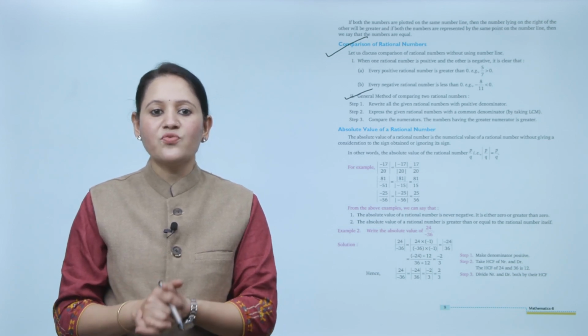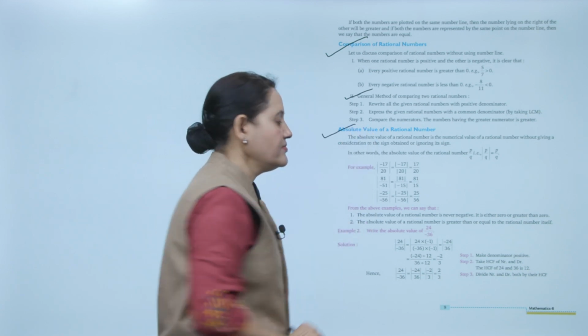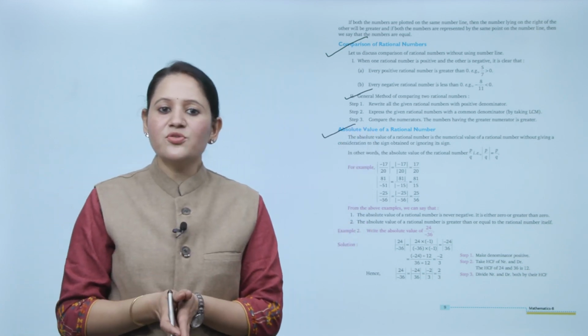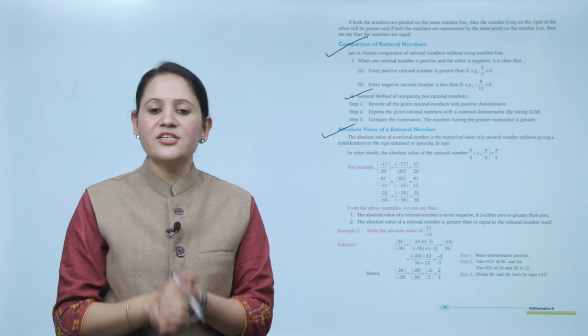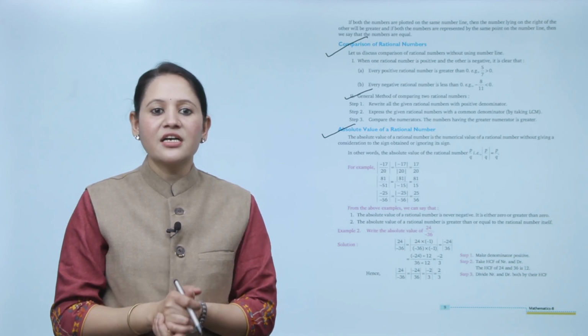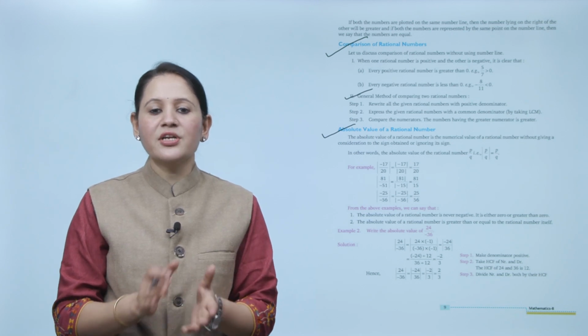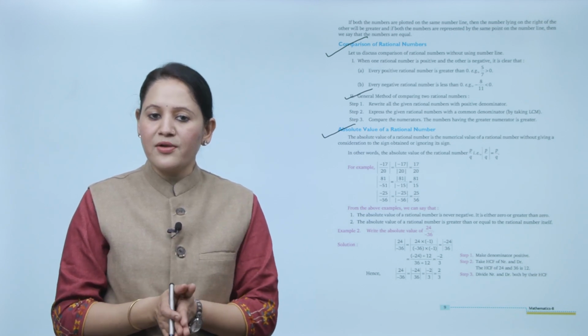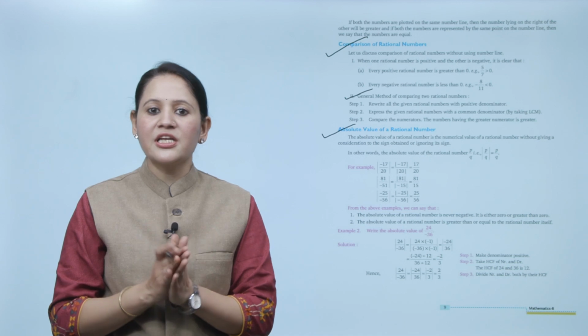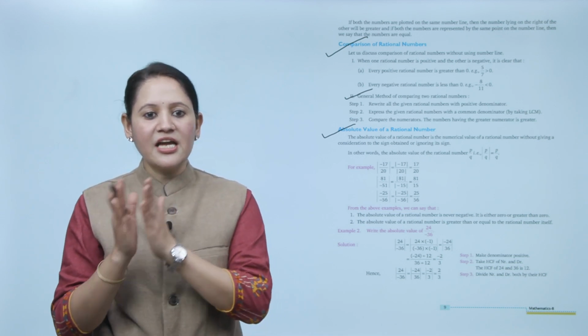Next, absolute value of rational numbers. The absolute value of a rational number is the numerical value of the rational number without giving consideration to the sign, or ignoring the sign. Absolute value में हम क्या करते हैं, sign को ignore करते हैं. What is the numerical value of the given number? That is its absolute value.